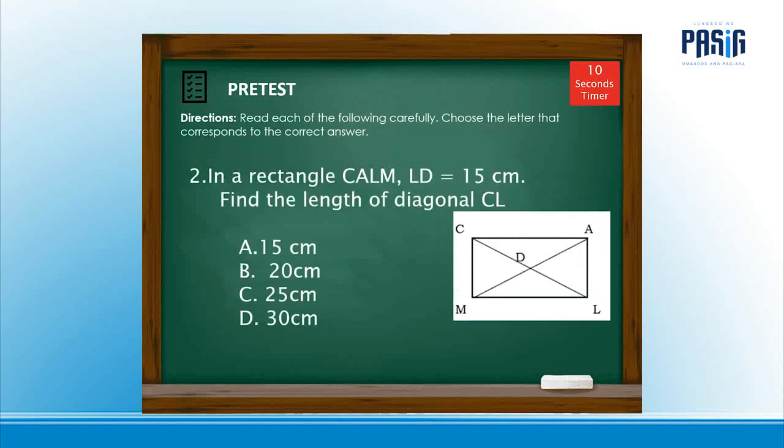Number 2. In a rectangle CALM, LD is equal to 15 cm. Find the length of diagonal CL. A. 15 cm, B. 20 cm, C. 25 cm, and D. 30 cm. Your timer starts now.